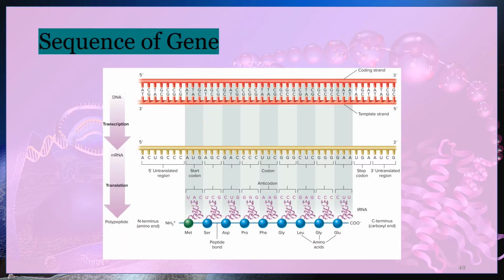Okay, so here we see the sequence of the gene, and we can see the coding strand, the template strand, and we can see the messenger RNA, and then the polypeptide being made. It is a good idea to study this slide and make sure you know how it goes from the coding strand to the template to the messenger RNA to the polypeptide.